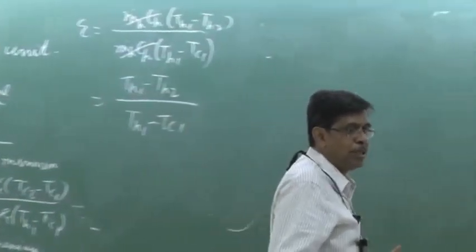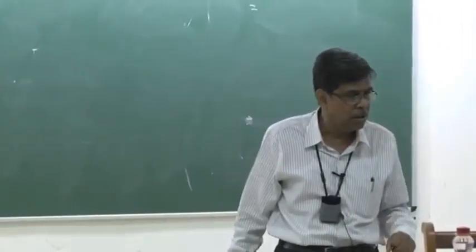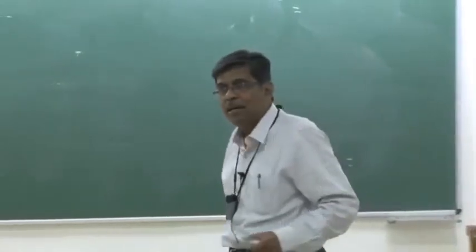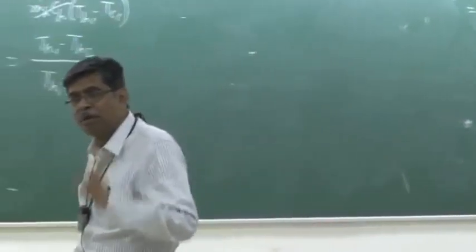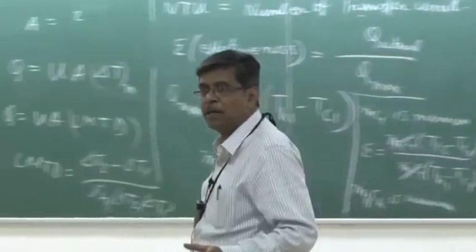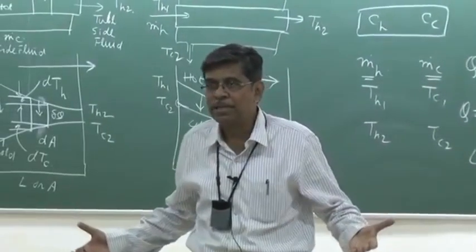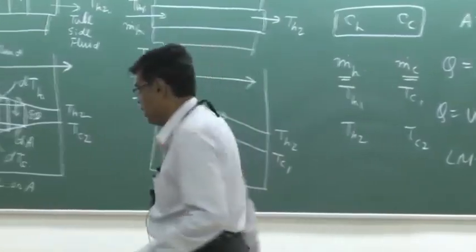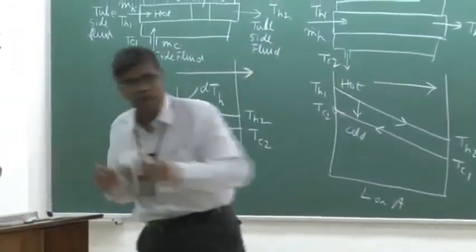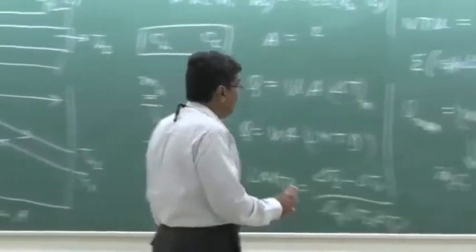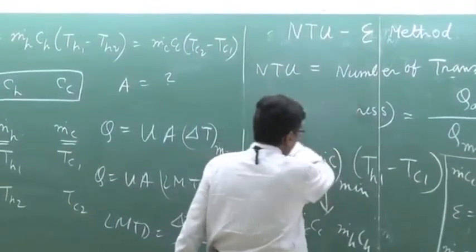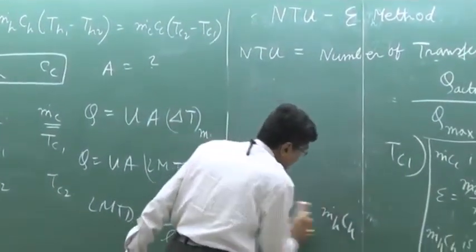I think the parallel flow heat exchanger will be much comfortable, since the definition via heat transfer is gone. That means it is the change of temperature for the minimum capacity fluid divided by the maximum temperature change available in the exchanger. Clear? Okay, very good. Now with this I will go for a simple algebraic deduction.